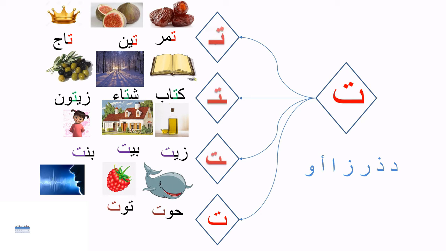So how do we know that ta can be separated or connected to the previous letter? If we see any of these letters, which we saw in the previous lesson: dal, dhal, ra, zai, alif, whether it is with hamza or without hamza, and waw. If you see any of these letters, which means they don't connect to the letter after them, then the ta has to be separated.